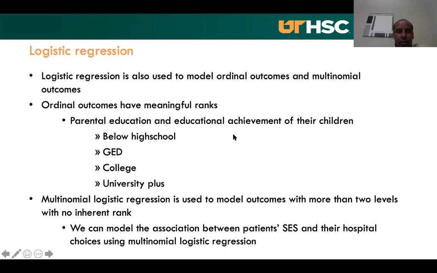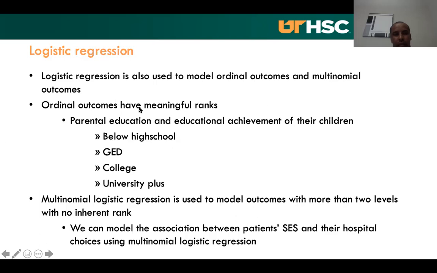The educational achievement of the children can be categorized into below high school, general education degree (GED) or an associate degree, completion of high school, a college degree, or university or plus. So in this case, we have multiple levels of the outcome, greater than 2. To analyze this kind of data, we do not use the ordinary logistic regression, but there is a specific logistic regression analysis for ordinal outcomes.